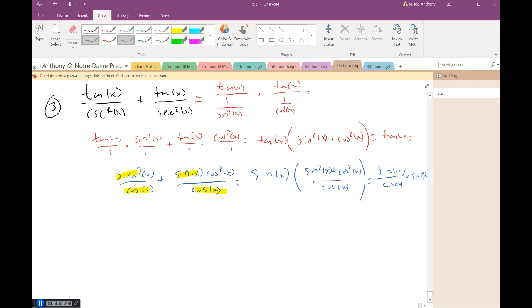Nope. Sine cubed plus sine x cosine squared. Those aren't like terms. You can't add them together. I'm sorry, what? What is it?